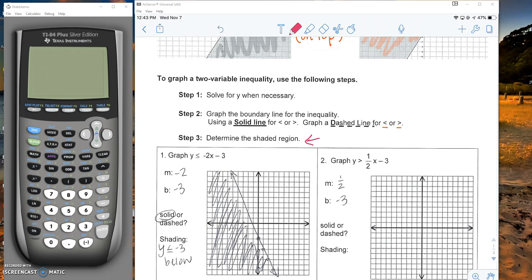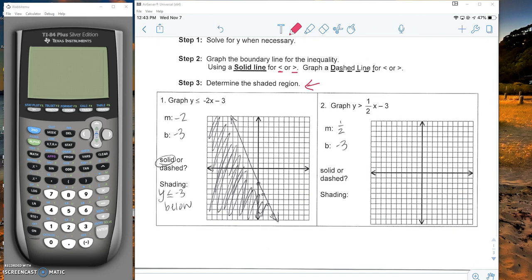So we have three steps for graphing. First is to solve for y if needed, because we can't graph a line if we don't know what y is. The second one is to graph the line. It's a solid line if you have a line under the inequality, or dashed if there is not a line under the inequality. And then the third thing is to determine your shaded region and do the shading on your graph.